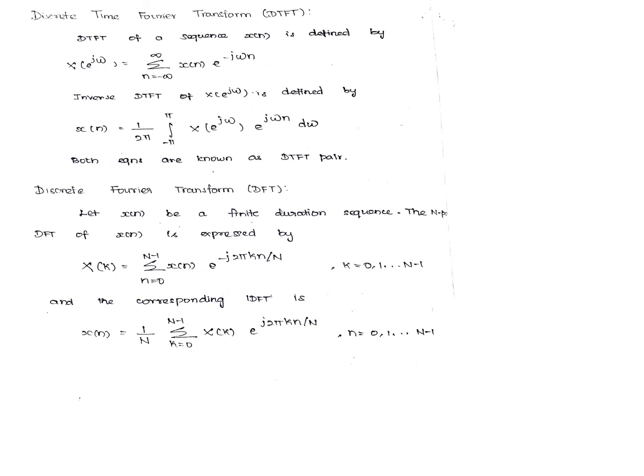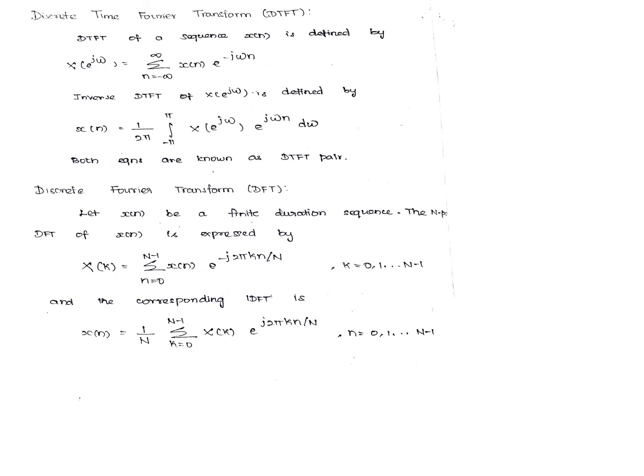DTFT of a sequence x of n is defined by X of e power j omega. If the sequence is given in x of n format, we are going to convert this x of n into X of e power j omega. The formula for X of e power j omega is summation n is equal to minus infinity to infinity x of n e power minus j omega n.